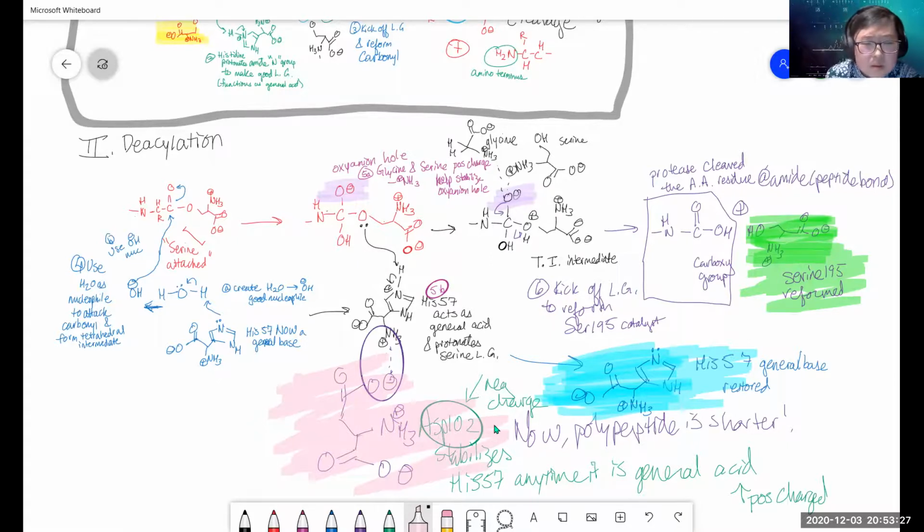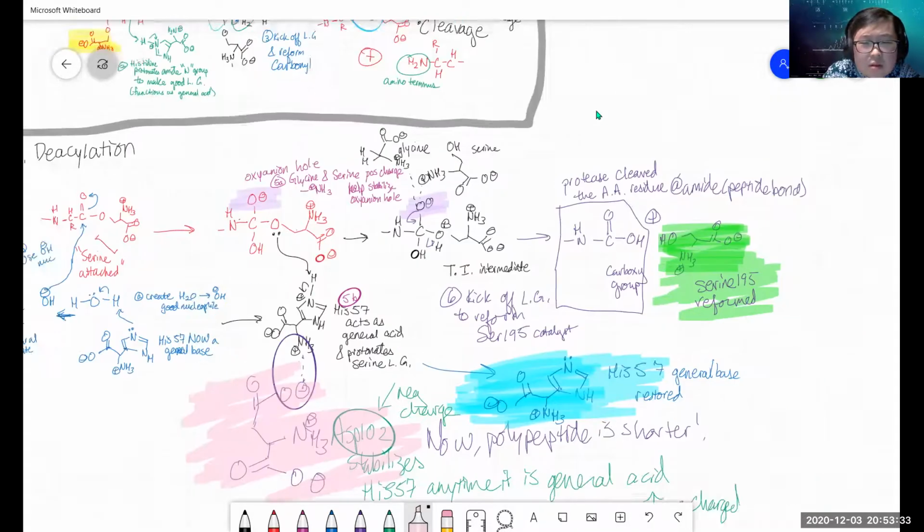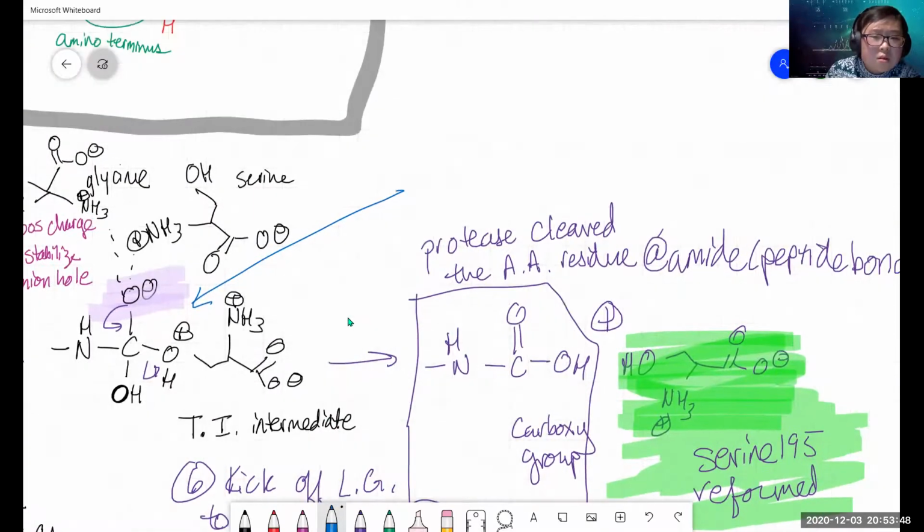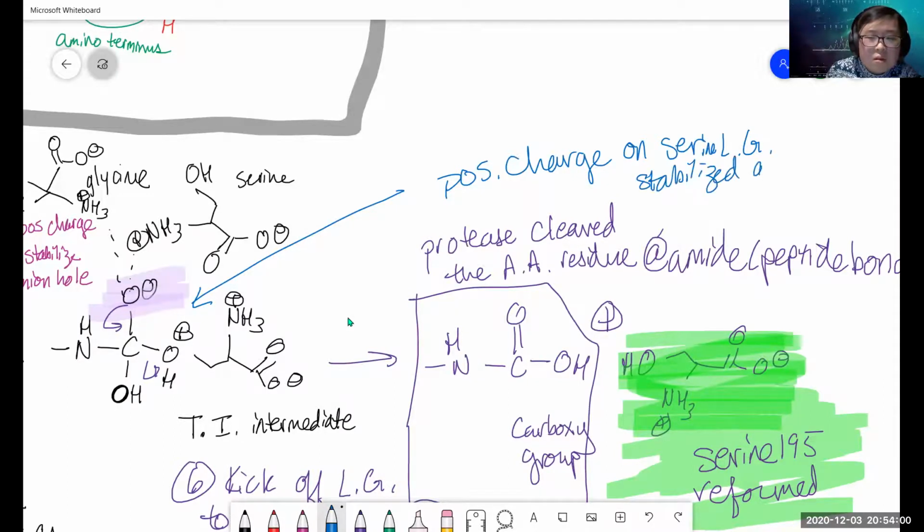Also remember, the aspartate also stabilized, I forgot one last thing. Okay, so the aspartate also stabilizes this positive charge right here, this positive charge on the serine leaving group, stabilized also by aspartate 102. Yeah, so pretty much aspartate just stabilizes everything.